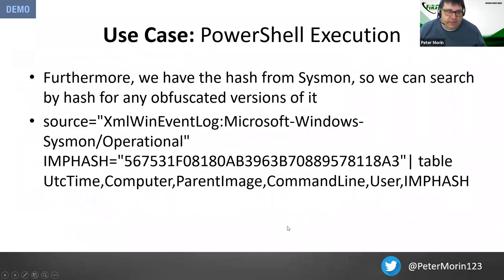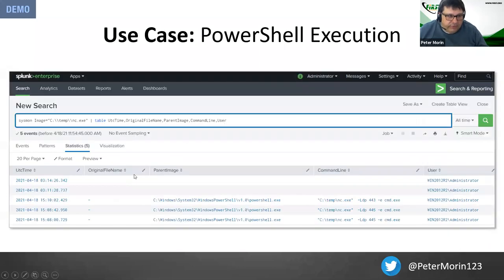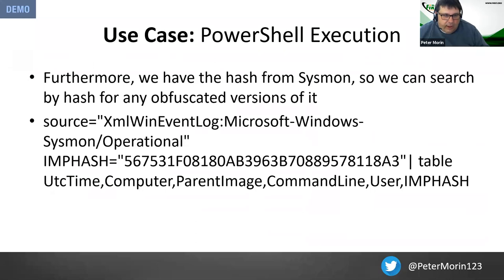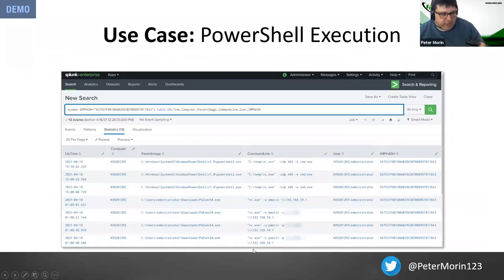Furthermore, we have the hash from Sysmon, so we could search for the hash for any obfuscated versions of it. The same way I was able to look for nc.exe anywhere I wanted, what if the attacker is executing PowerShell and executing netcat in encoded format, but netcat is somewhere else in my system and it's not called nc.exe? How do I find that? Well, I have the hash, so I can search for it based on the imphash. You can see here I'm able to find a lot more copies of it running, because it's not necessarily running as nc.exe. I can find that based on the actual imphash of the process itself.